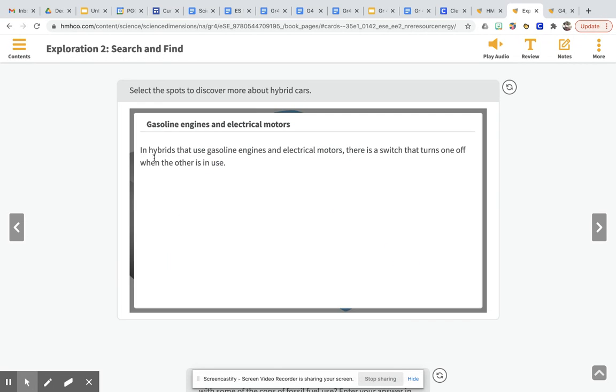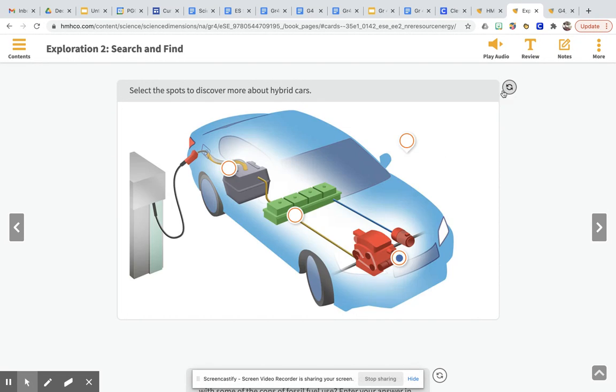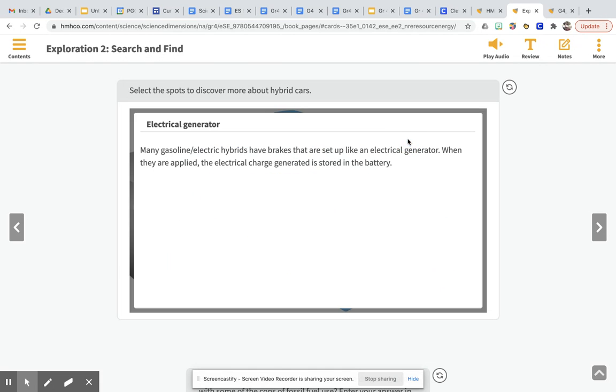The engine. So in hybrids that use gasoline engines and electrical motors, there is a switch that turns one off when the other is in use. This particular car has a gasoline engine and an electrical motor. And then our last little piece over here just says the electrical generator. Many gasoline electric hybrids have brakes that are set up as an electrical generator. When they are applied, the electrical charge generated is stored in the battery.